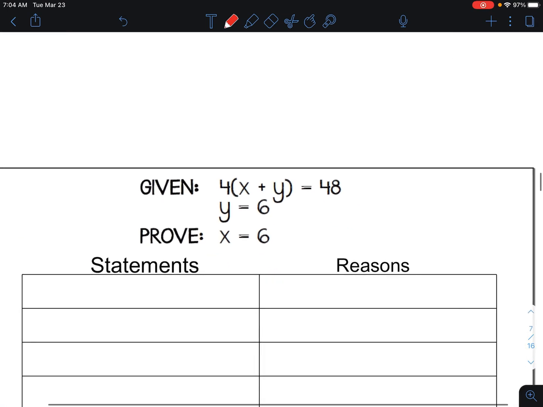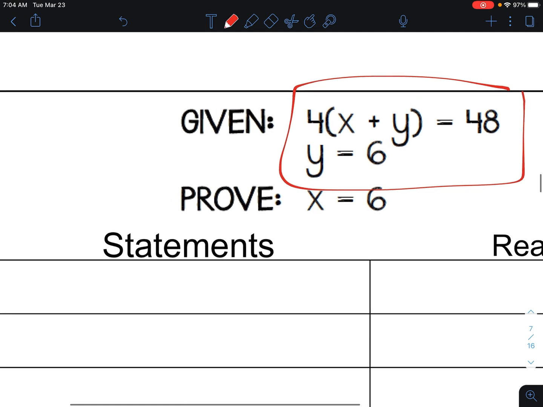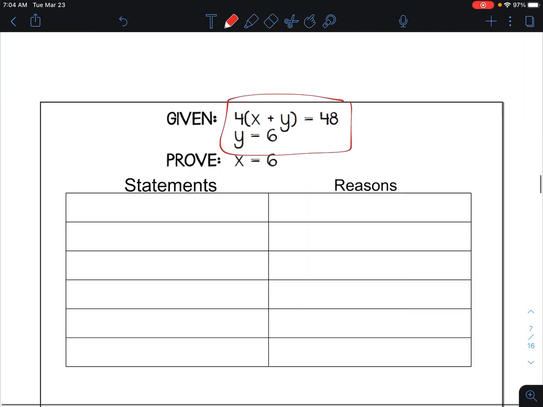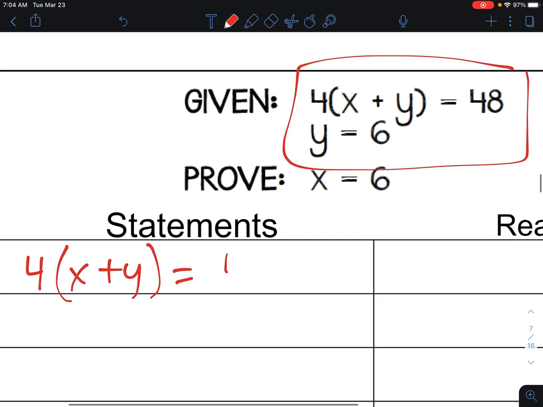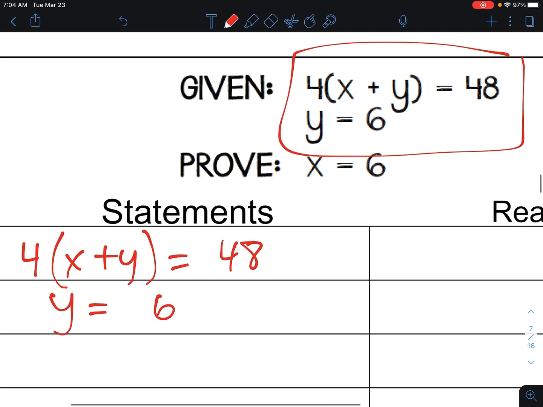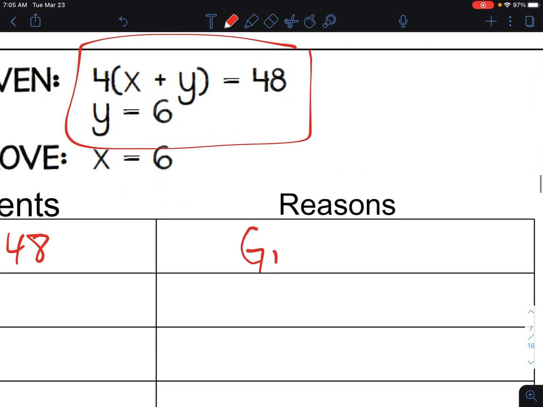So the very, very first thing we're going to do is write whatever they give us right here in the very first 2 spots. Okay, so we're going to put 4 times x plus y equals 48. And I'm going to spread this out. We might run out of room at the bottom. I don't care. We're going to put whatever's given in the very first one, and the reasons we're going to use are given and given.